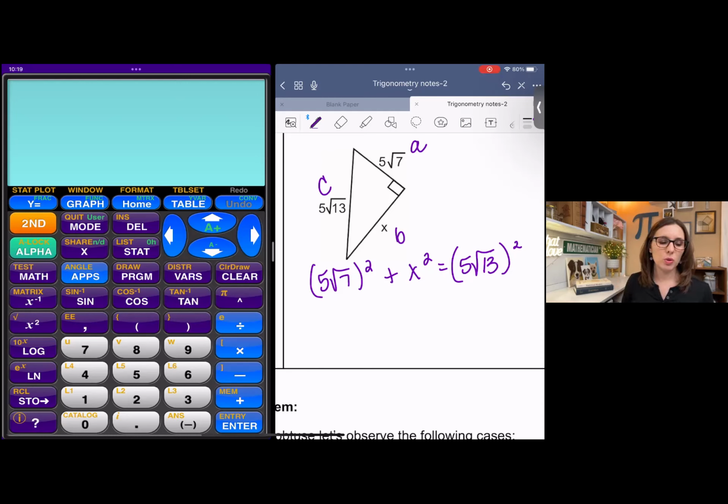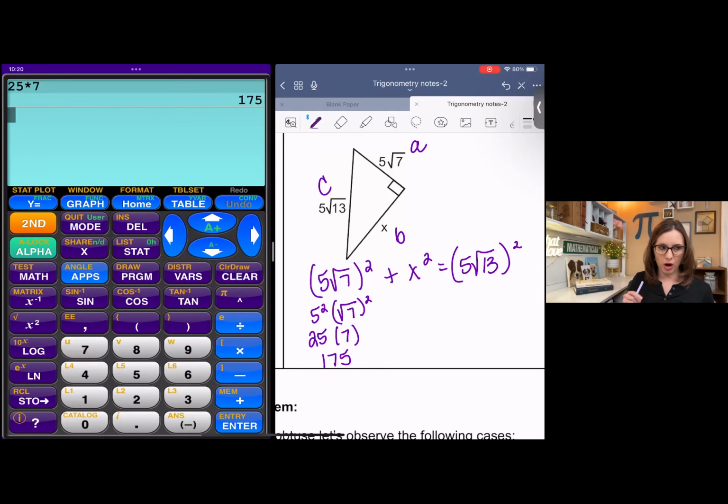So 5 root 7 squared might trip you up a little bit, but I don't want you to worry about that. You can either type it in the calculator or do it mentally. So basically what happens here is we're squaring the 5 and we're squaring the square root 7. And so what happens, we get 25, and then squaring a square root, they're inverse operations, so that 7 just kind of pops out. And we get 175, I believe. Let me make sure. Yes, 175.